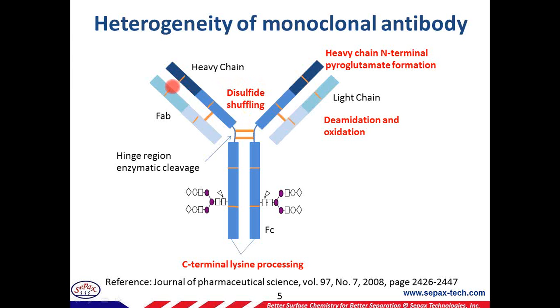You can see we have 12 pairs of disulfide bonds here. Sometimes they are incomplete disulfide formation, so that will lead to disulfide shuffling. With disulfide shuffling, the mAb can be changed structurally, so that will lead to the local surface charge being different among the different disulfide species. And another very common heterogeneity of the mAb is the glycosylation.